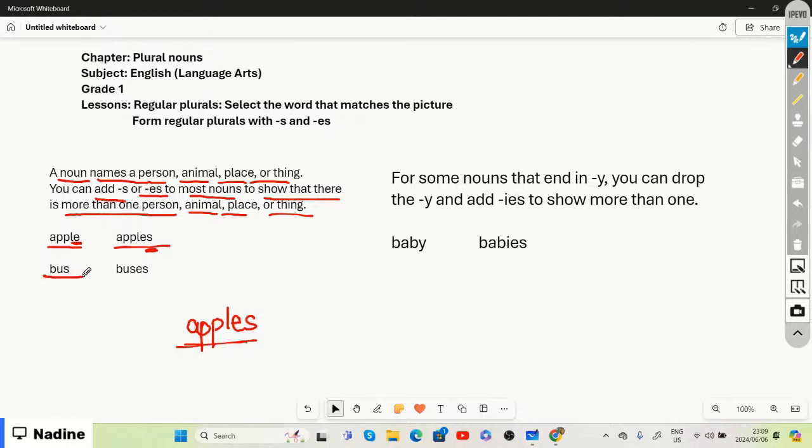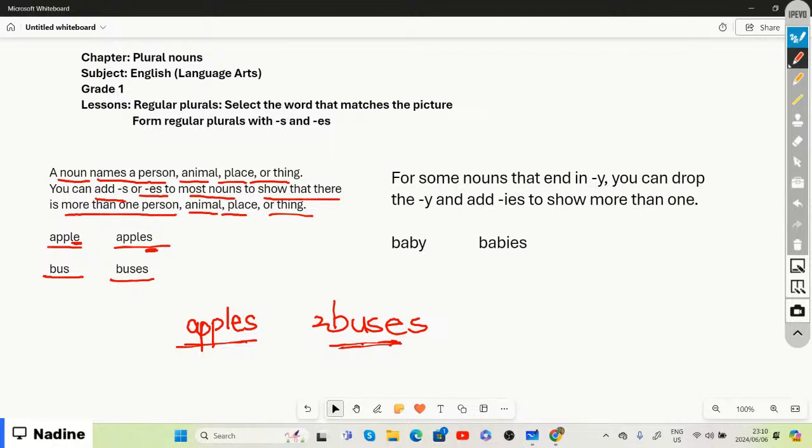And the same with bus, right? As you can see, bus ends with an S. And we said we can either add S or we can add ES. In this case, with bus, if we want to show that there's more than one bus, we add ES, and then it means that there are buses. There can be two buses, three buses, four buses, and so on. So one bus, two, three, four, a lot of buses, right? One apple, two, four, 10, a box of apples, right?